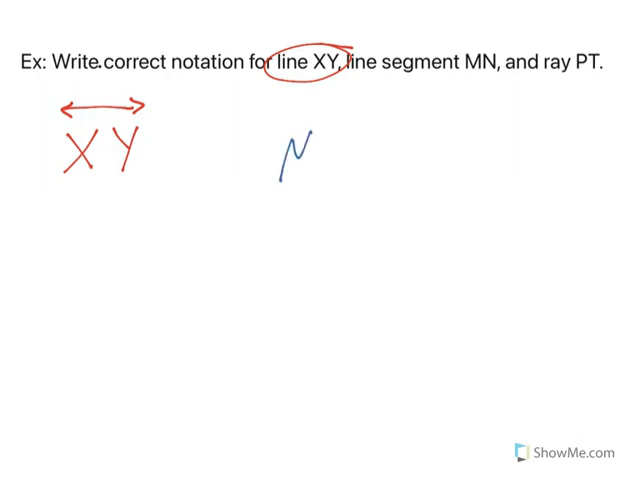For MN, it's just a segment. So I have MN and then just a line segment over it. So no arrows, just the segment with the endpoints. And last but not least, we have ray PT. Whatever comes first, that's where the endpoint is. The second letter indicates where the arrow goes. So the endpoint starts over the P, the arrow will go over the T. So ray PT.